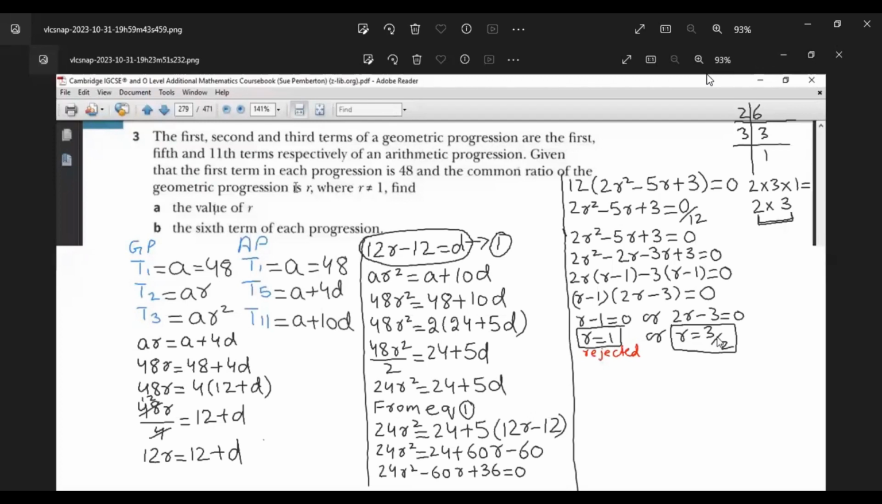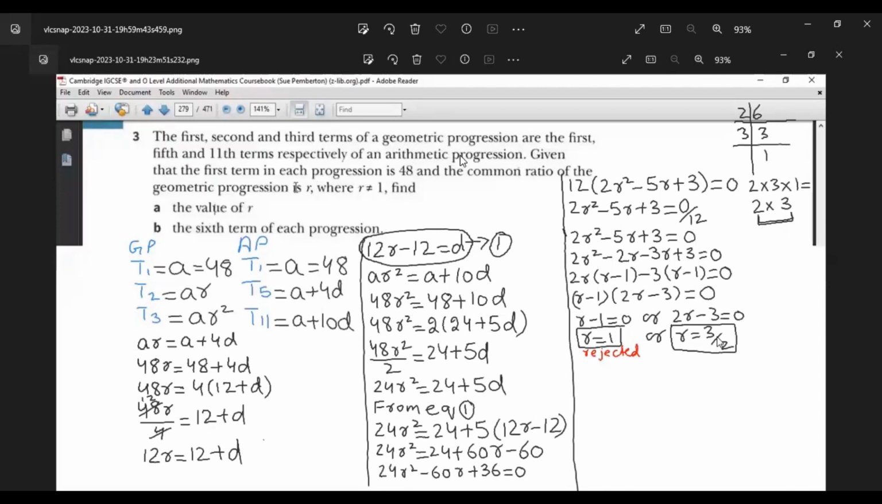Okay, so now coming to the B part, they are saying find the sixth term of each progression. I have to find the sixth term of each of the two progressions given to me. One is geometric and one is arithmetic, as you can see over here. So I will be starting with geometric first.